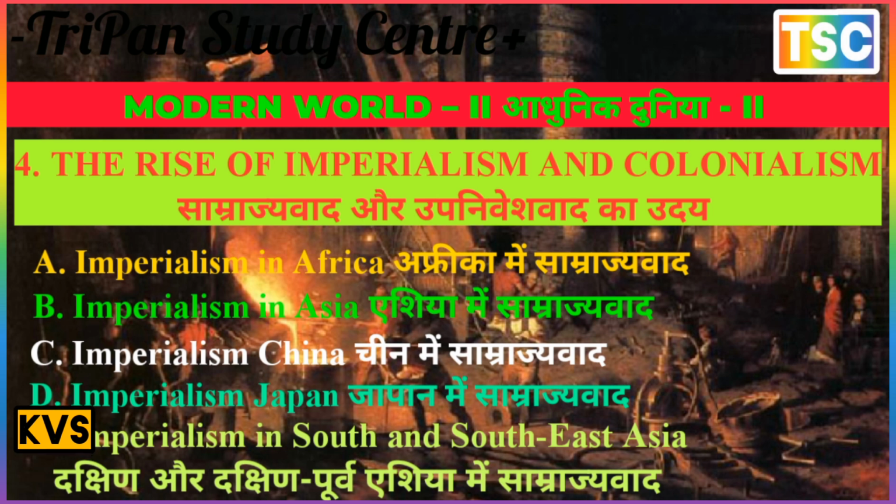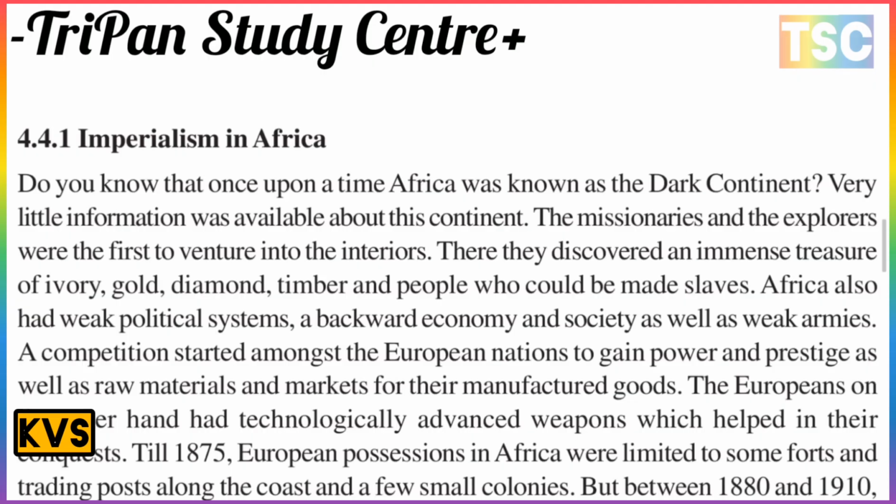The next point here is imperialism in Africa. Do you know that once upon a time Africa was known as the dark continent? Very little information was available about this continent. The missionaries and explorers were the first to venture into the interior. They discovered immense treasures of gold, diamonds, timber, and people who could be made slaves. Africa also had weak political systems, a backward economy and society, and small armies.